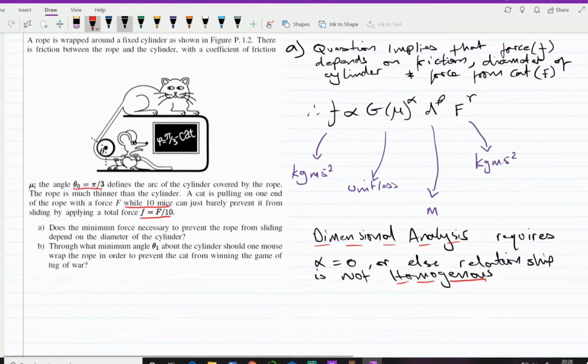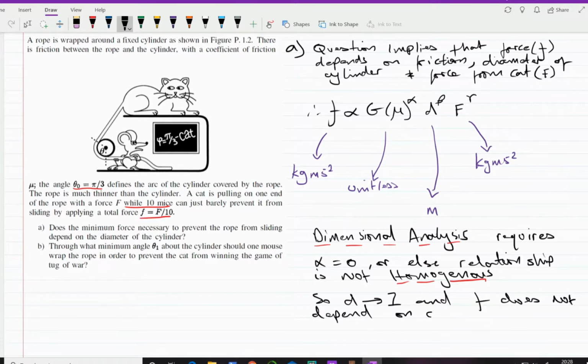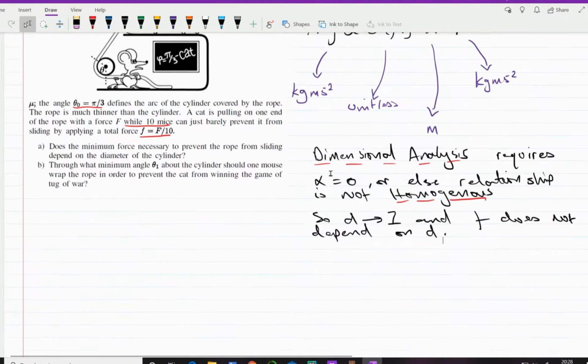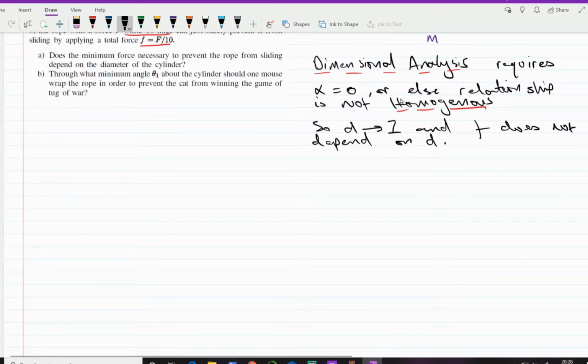They are not homogeneous. For the left side and the right side of the equation to be homogeneous, the power of the diameter, beta, must be equal to 0. Anything to the power of 0 is 1, so therefore there is no dependency on the diameter of the cylinder. So the force from the mice does not depend on the cylinder. Part B is a bit more involved.